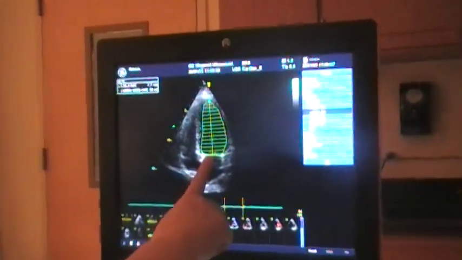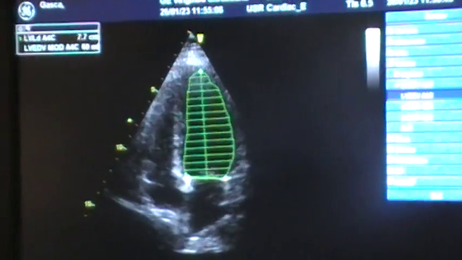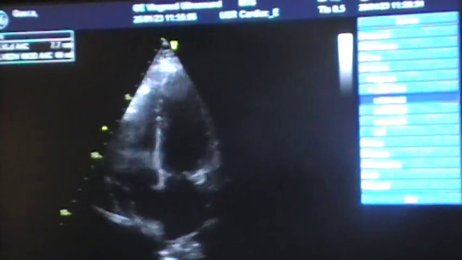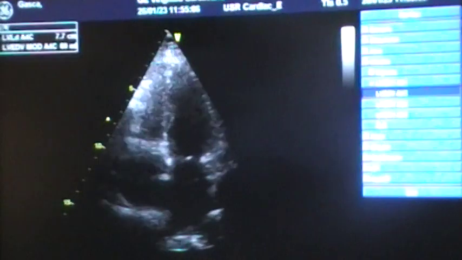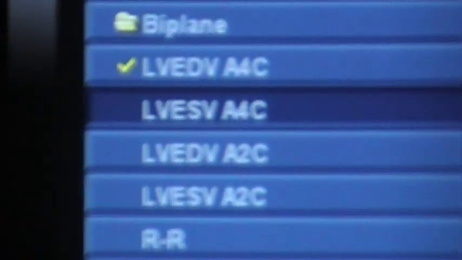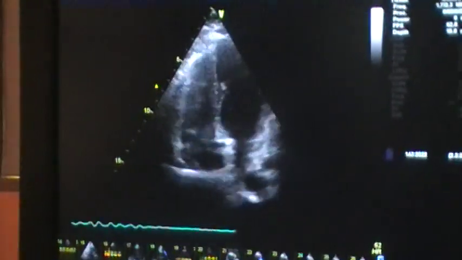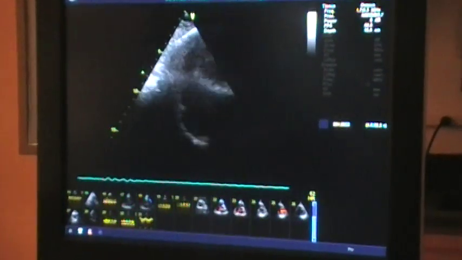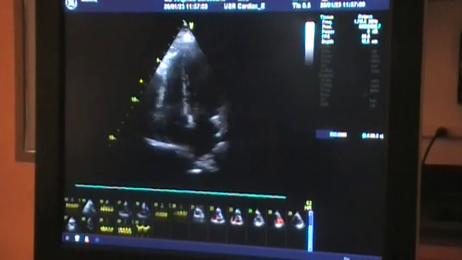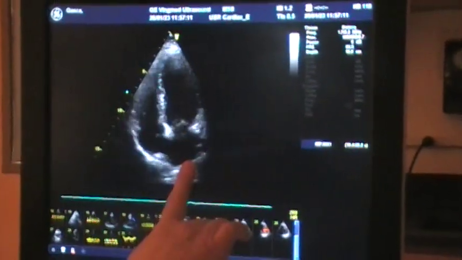So you do it in diastole when it's the biggest, and then you cine back to systole where it's the smallest, and you do it again. Just pick systole and then trace the inside. You'll do that in 4-chamber and 2-chamber. But like I said, the newer machines have artificial intelligence that will measure it for you. All right, so that's pretty much all you're doing on the left side.